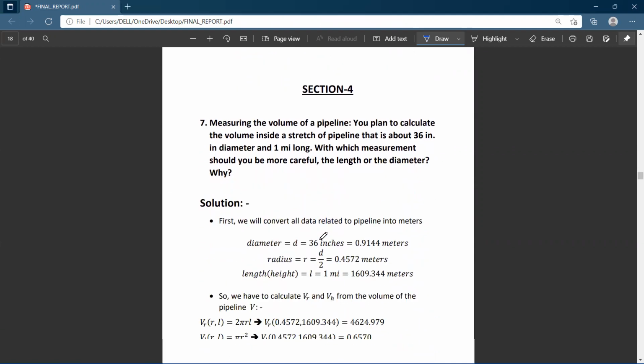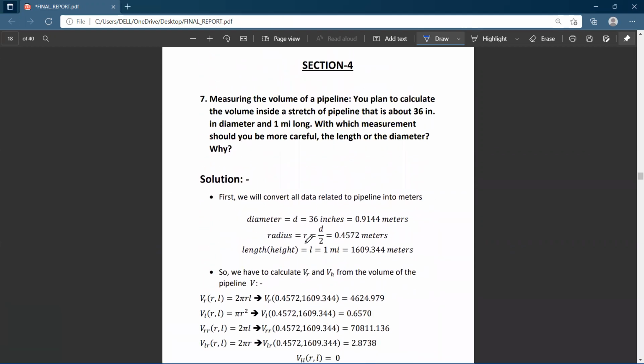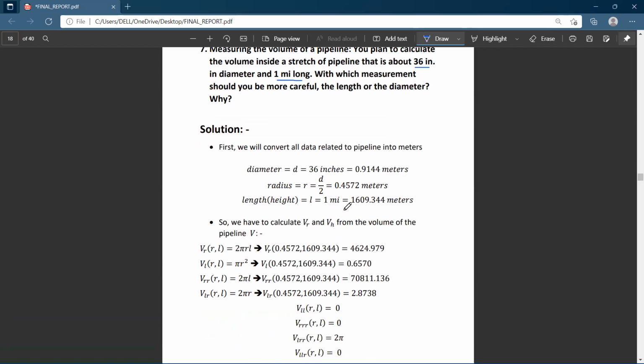Now section 4: measuring the volume of the pipeline. You plan to compute the volume inside a stretch of pipeline that is about 36 inches in diameter and 1 mile long. Which measurement should you be more careful about, the length or the diameter? Why? Firstly, the given data is not in one unit, so we will first convert that data into one unit.